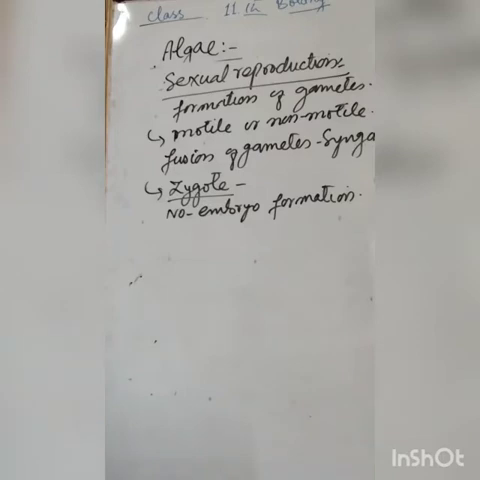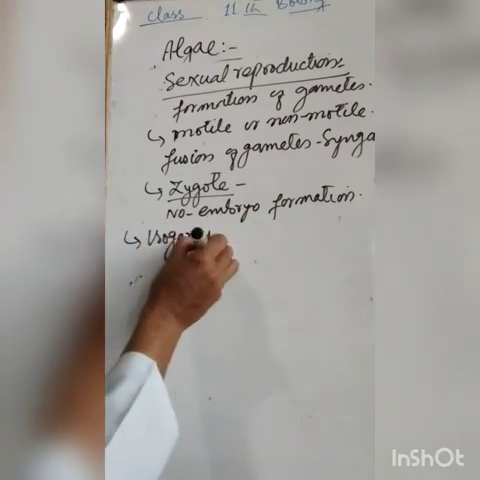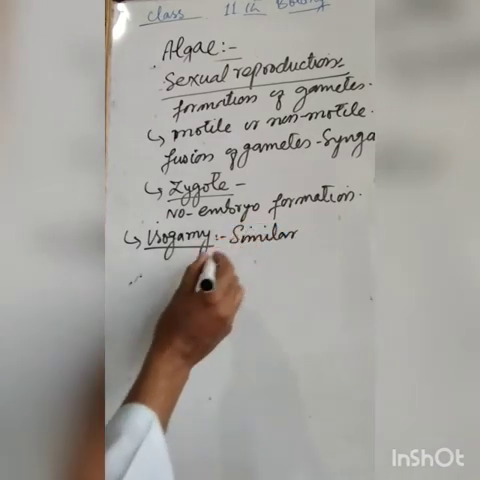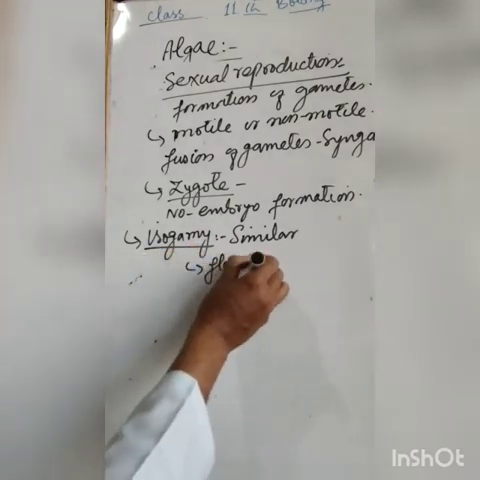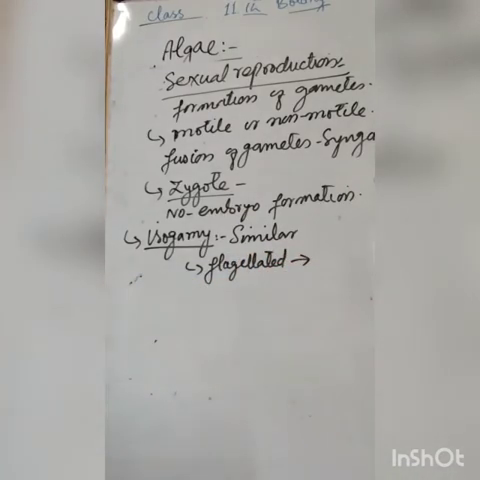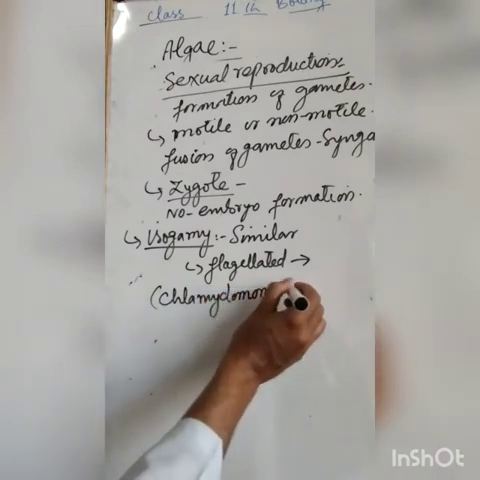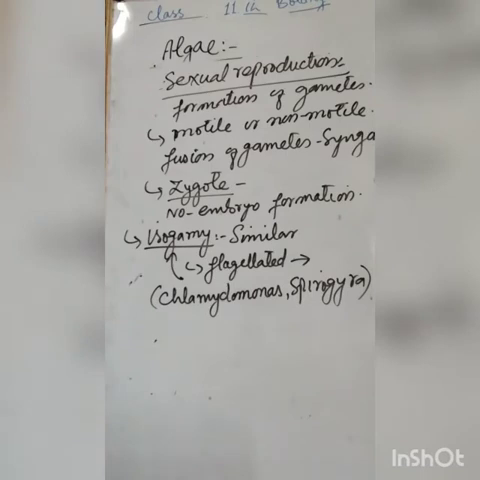Now, on the basis of shape, form and size of the gametes, sexual reproduction may be isogamy. Isogamy is when the gametes are morphologically similar, that is, both may be motile or non-motile, of the same shape and size, and these are usually flagellated in most cases. There is Chlamydomonas, there is Spirogyra, where isogamy occurs.